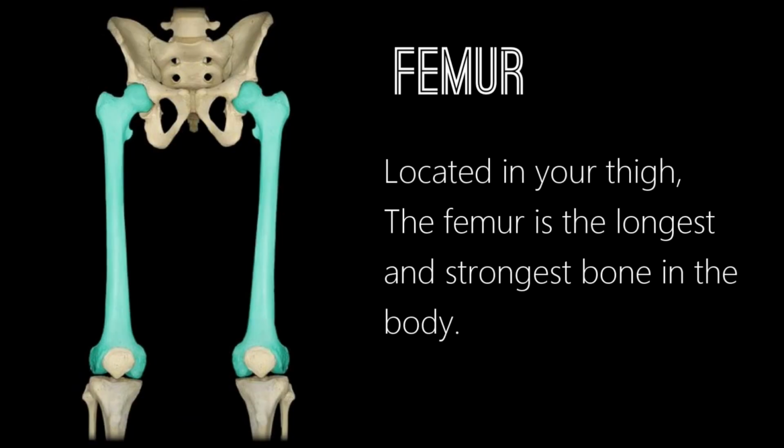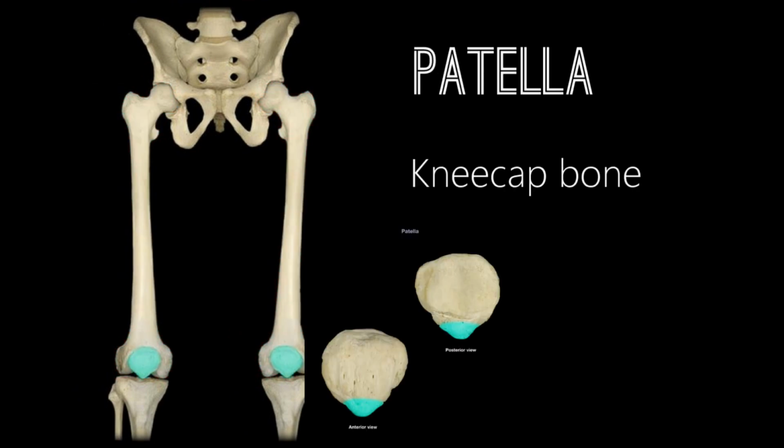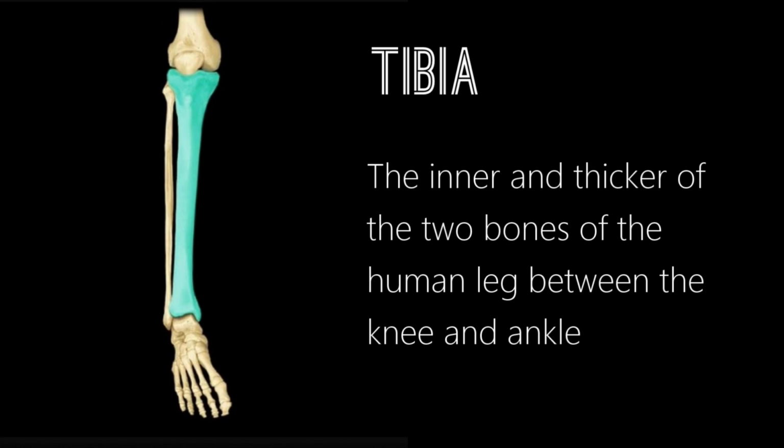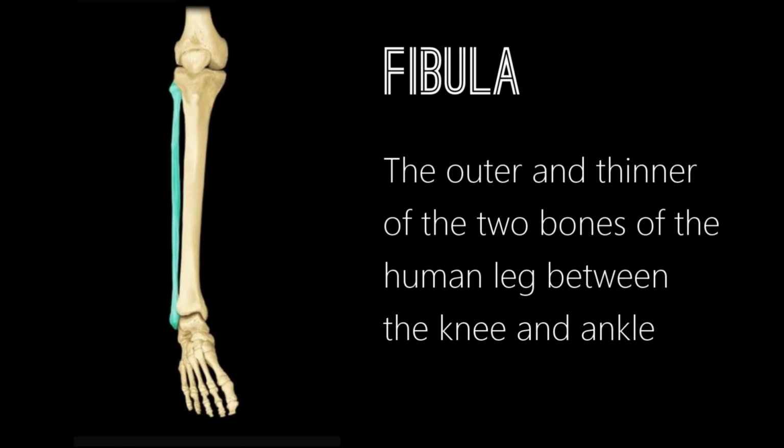Femur. Located in your thigh, the femur is the longest and strongest bone in the body. Patella: kneecap bone. Tibia: the inner and thicker of the two bones of the human leg between the knee and ankle. Fibula: the outer and thinner of the two bones of the human leg between the knee and ankle.